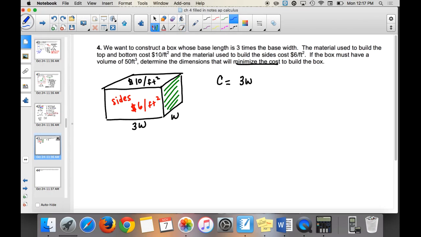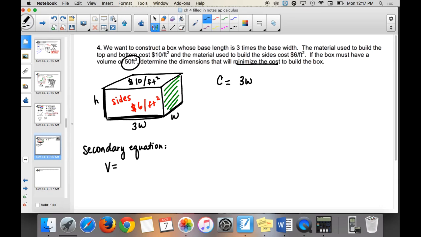All right, so we need to figure out the height. So let's call it H. It says that the volume must be 50 cubic feet. So this is our secondary equation. What is just the W? That's the width. This is the length. And then I realized I hadn't talked about the height of the box. We need to do that.